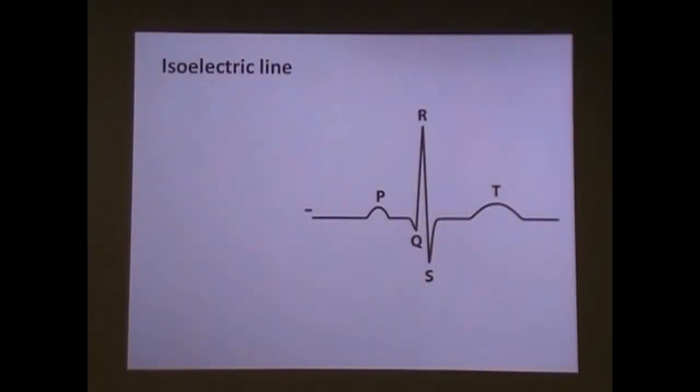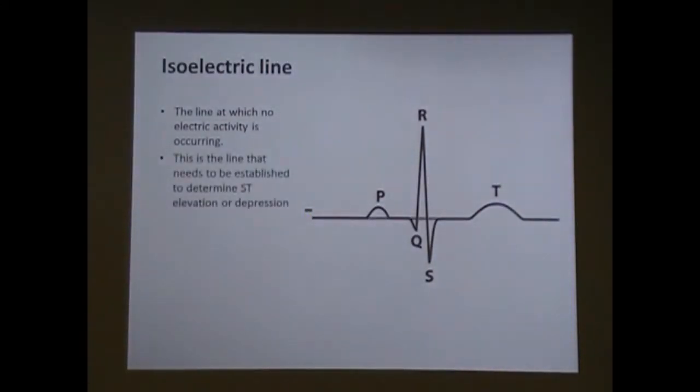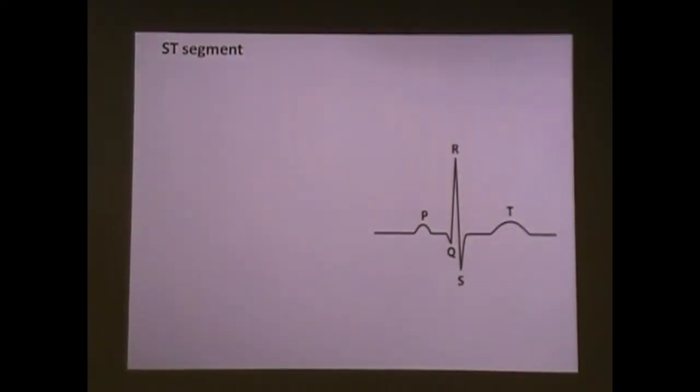The isoelectric line is that line where no electrical activity is occurring. So right here is the isoelectric line, as you can see. This allows us to determine that baseline for elevation or depression. And there's also other things like sagging PR intervals or sagging ST intervals that are indicative of other disease states. The ST segment.